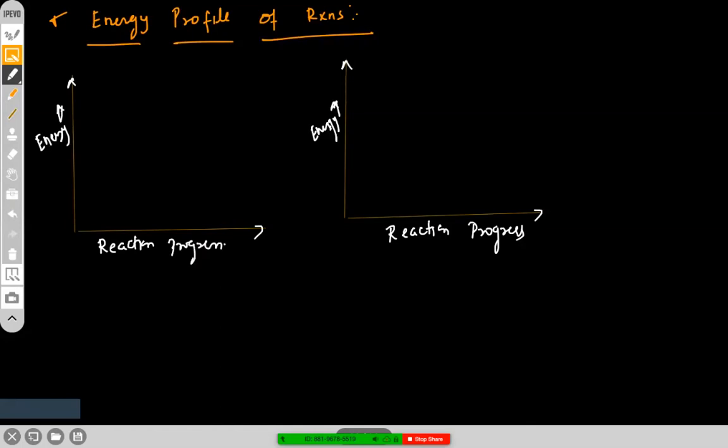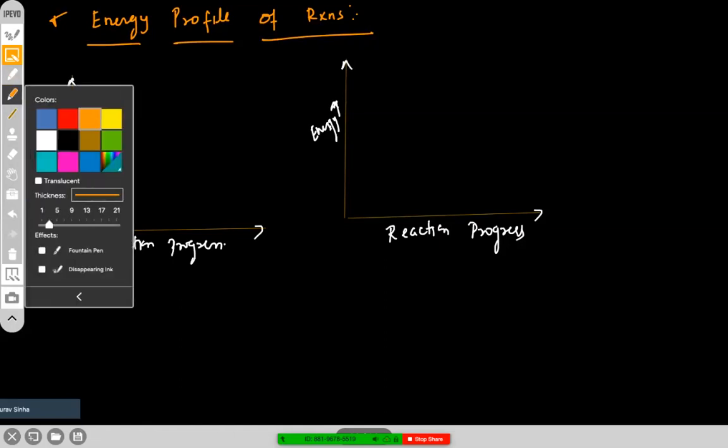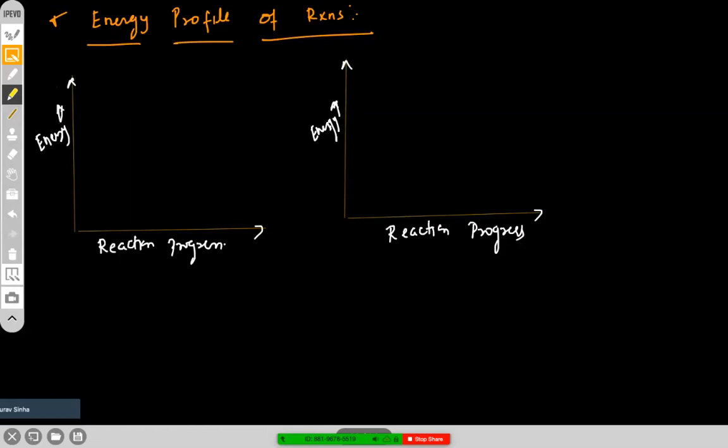Okay. Now, two types of energy profile we have. I am just talking about the single step reaction here, right? And then we'll see what happens in multi-step. So whatever reaction we have, the pattern of the graph goes like this, either this or this, right? This is the energy of reactant and this is the energy of product.